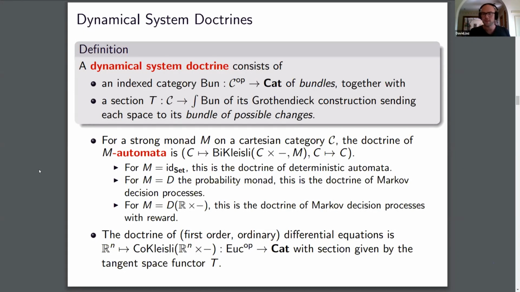So this is one interesting thing where we get a completely different doctrine. The difference between a deterministic automata on Euclidean spaces and a first order ODE, a differential equation on Euclidean spaces, is just the change of section. And in fact, it's just how that section acts on morphisms. So this is the notion of dynamical system doctrine. And there's a two category of these. It's sort of the follow your nose definition.